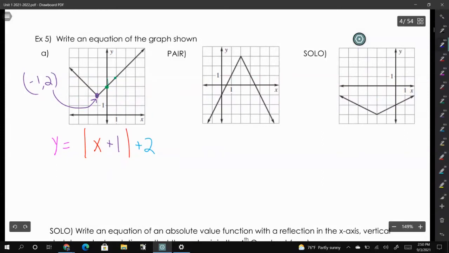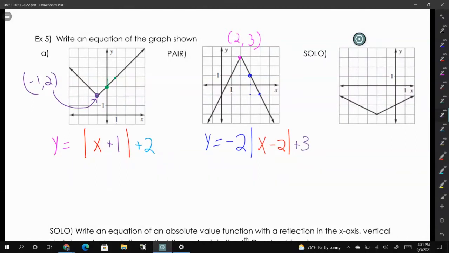Okay, the next one, y equals. We are open downwards, so we know we're going to have a negative sign in front. And our slope, we're going down 2 and right 1, down 2 and right 1. So that means a -2 is out in front. And our vertex is at +2, 3, meaning we need to have x -2 on the inside and a +3 on the outside, because we're shifted right 2 and up 3.